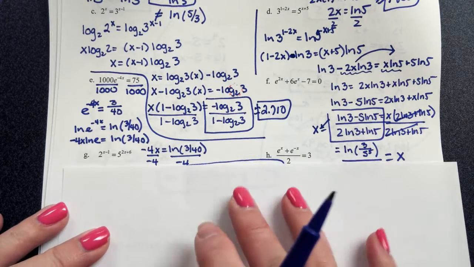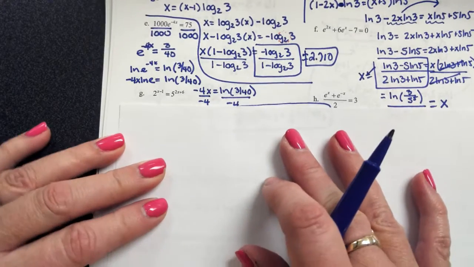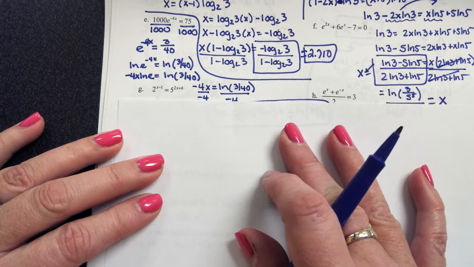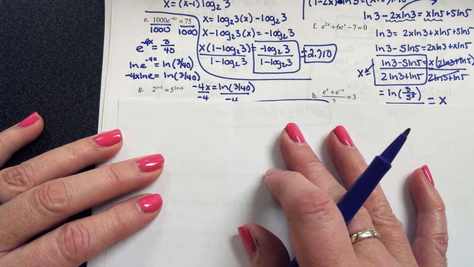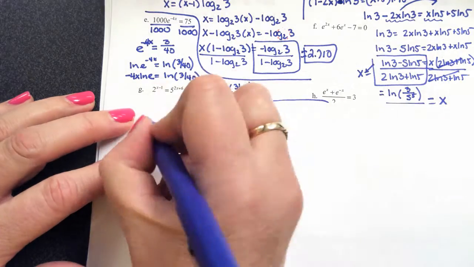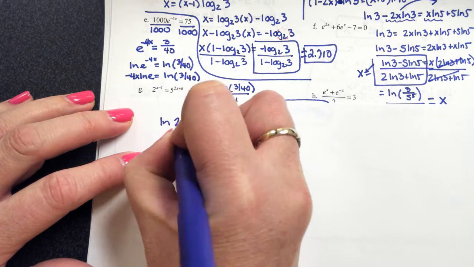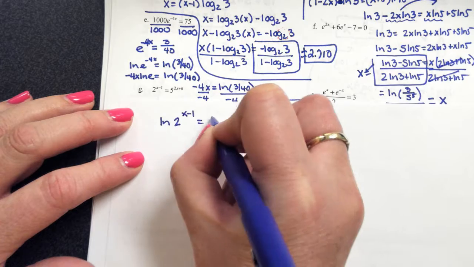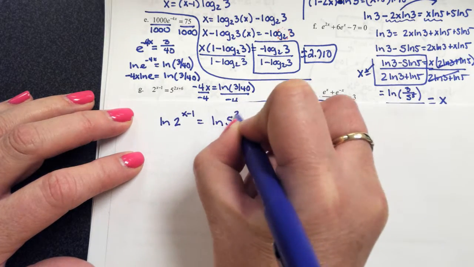So for G, we have 2 to the x minus 1 is equal to 5 to the 2x plus 6. So, suggestions. What are we going to do first? Take the ln of both sides. So natural log of 2 raised to the x minus 1 is equal to the ln of 5 raised to 2x plus 6.